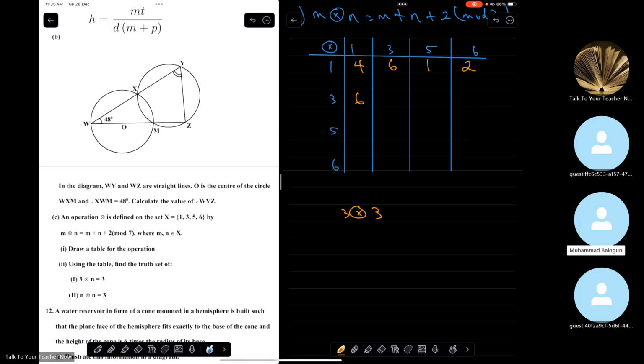The answer is 2, sir. That's 3 plus 3 is 6 plus 2, 8. It's not 2. 3 circle times 3, yeah, 3 plus 3 is 6 plus 2, 8. It's not 2 now, is that 2? Mod 7.